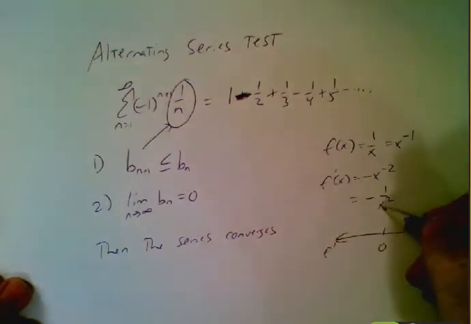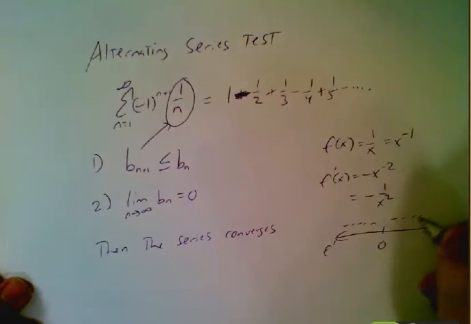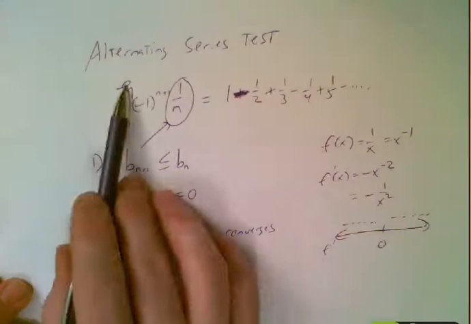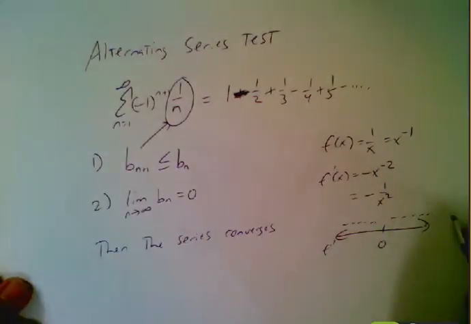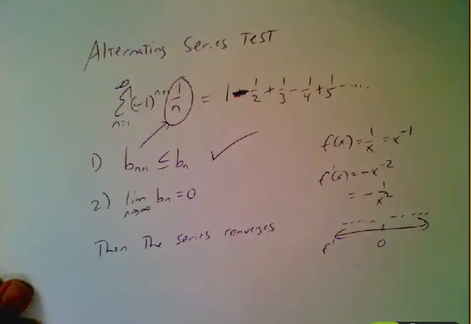When x is negative, I have negative. When x is positive, I have negative. Guess what? This function is decreasing all the time. All I really care about is from 1 to infinity, so I'm definitely decreasing from 1 to infinity. Therefore, I've just shown that my b sub n term decreases.